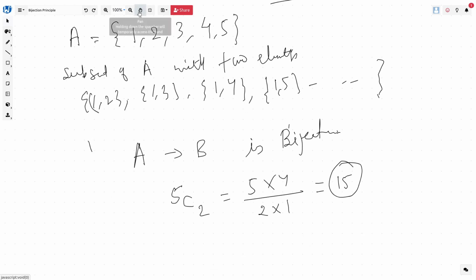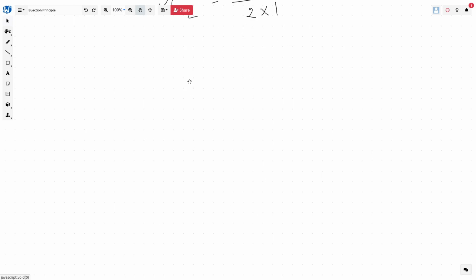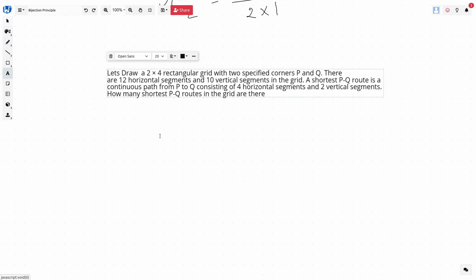Let's try to look at a more difficult kind of problem, right? I have this problem with me. Okay, so let's try to solve this problem. This is the problem: let's draw a 2 by 4 rectangular grid with two specified corners P and Q.